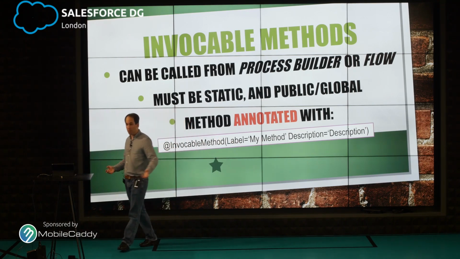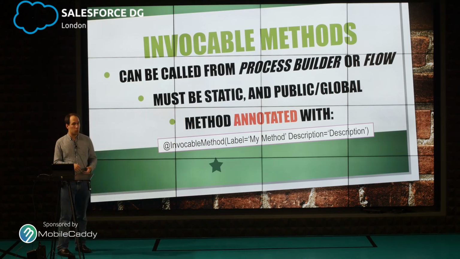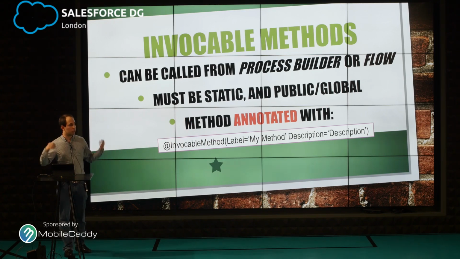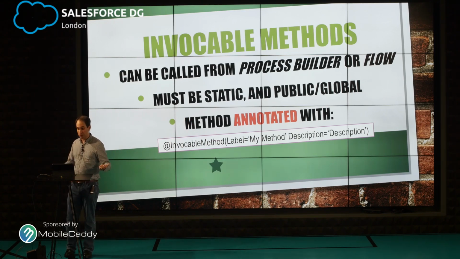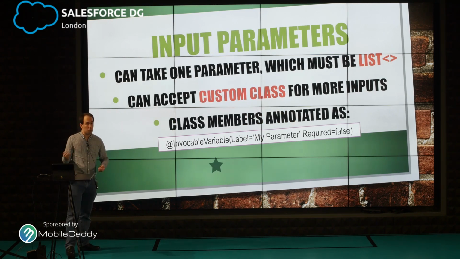The label and description show up in Process Builder, so the admin doesn't need to see the actual name of the method, which is often in camel case, but they can see a proper English label of what that method does. Methods can also accept parameters.